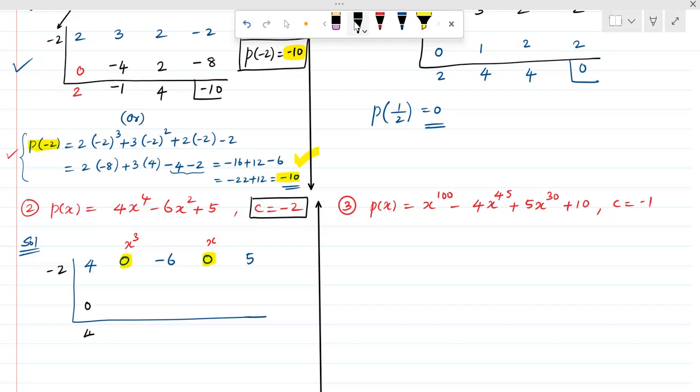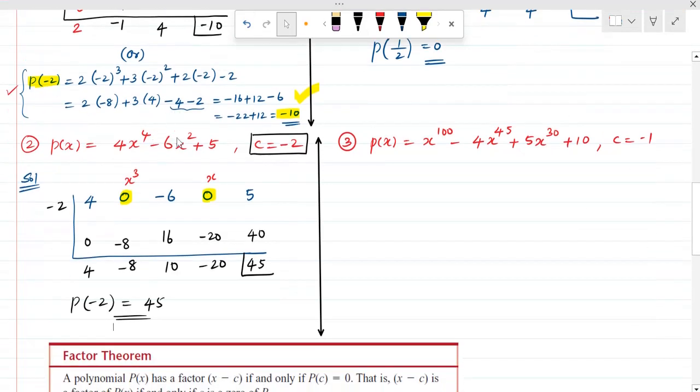Now start this one. 4 multiply, it becomes minus 8. Add it, minus 8. Minus of minus, plus 16. Add it, plus 10. Multiply, minus 20. Add it, minus 20. Multiply, it becomes plus 40. So the answer will be 45. So I will write it here: P of minus 2 is equal to 45. No need to check it here. Since it is the first problem, I showed it whether you will get the same thing. But thereafter, use synthetic division, directly find the remainder.